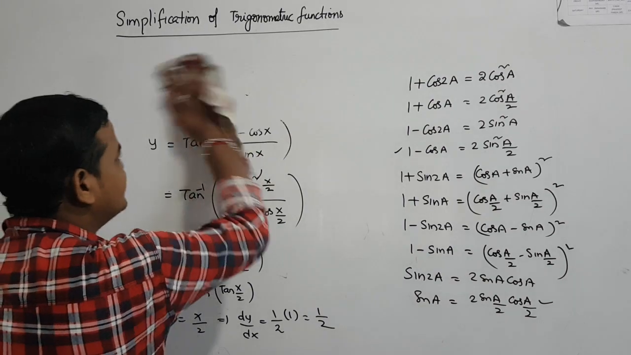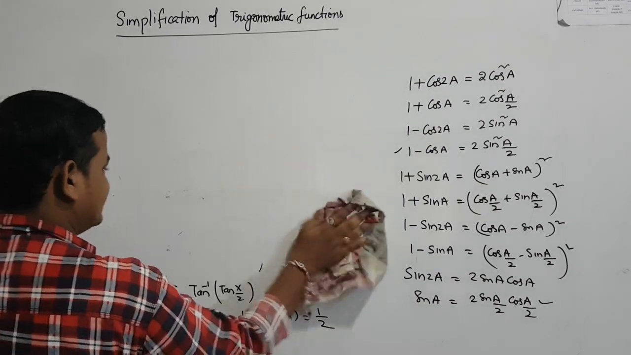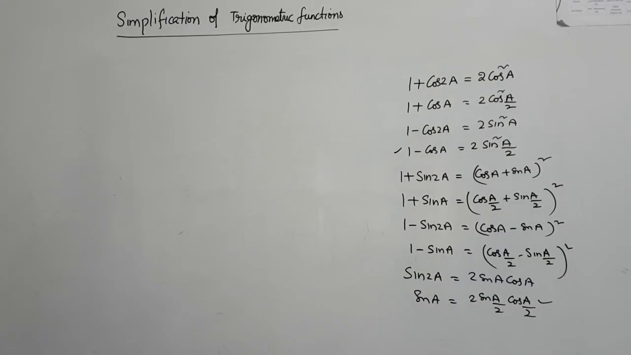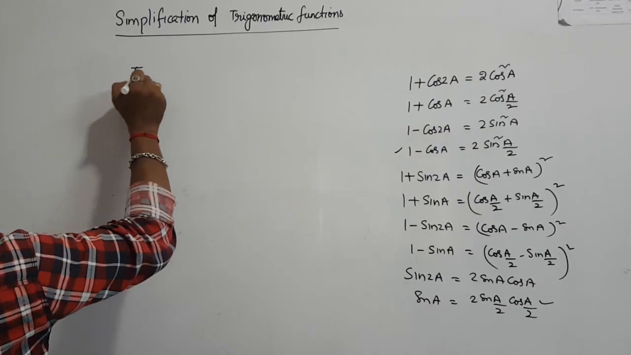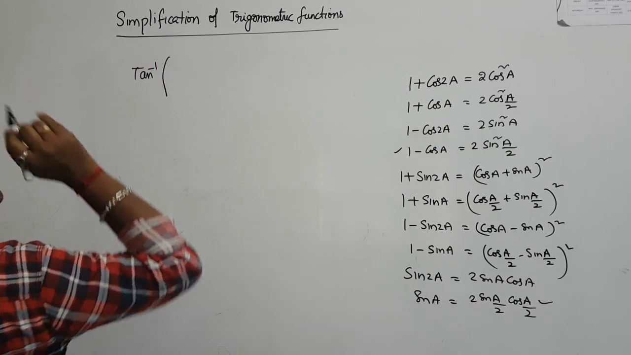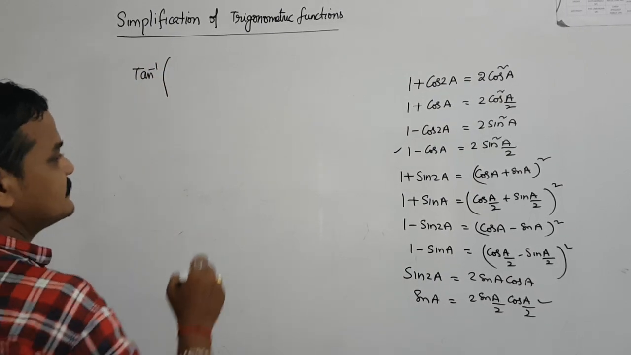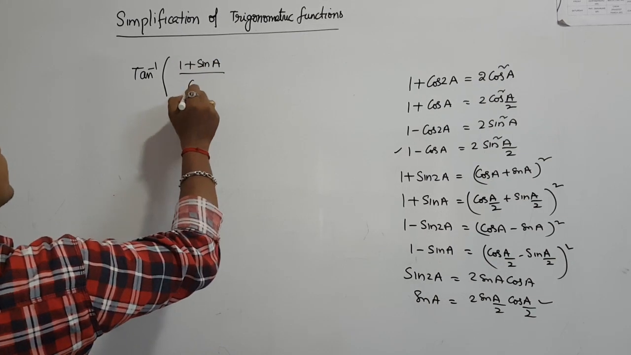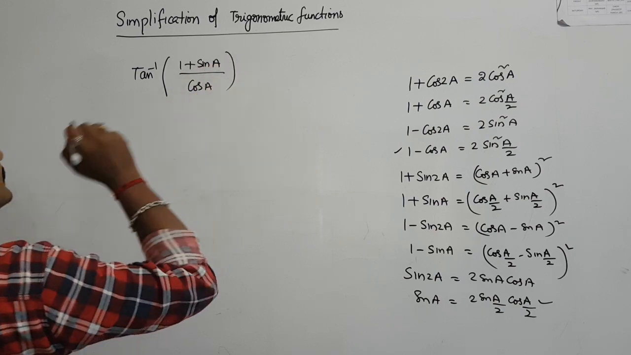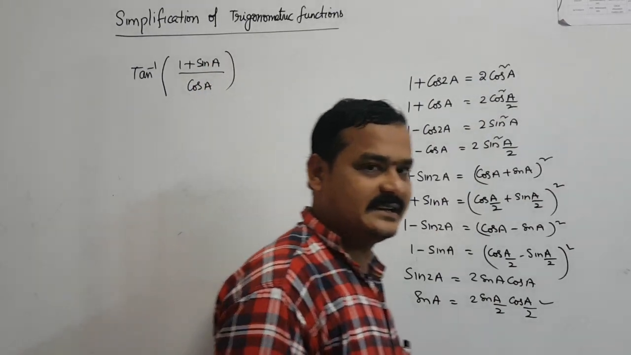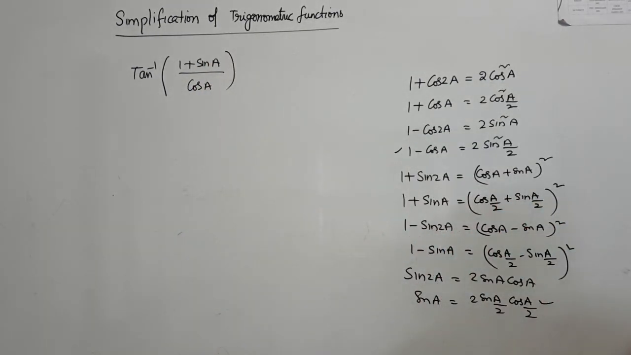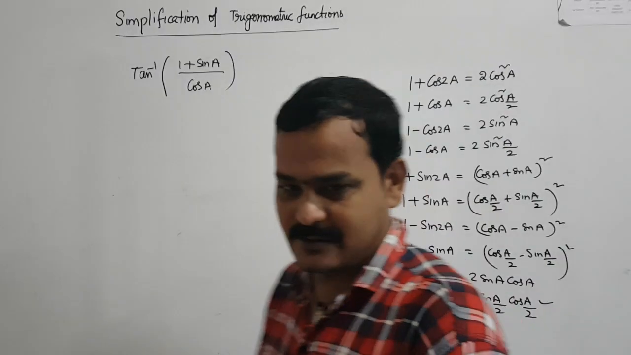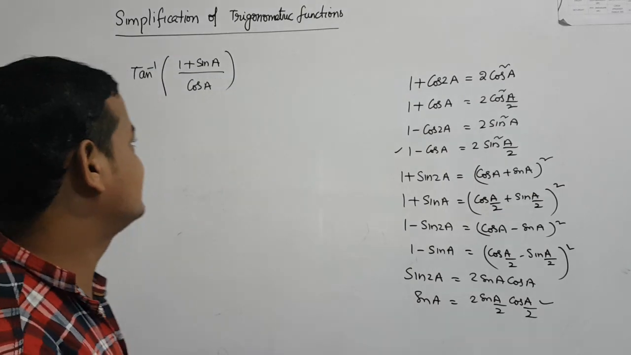Now we are going to discuss another, different type of problem: tan inverse of 1 plus sin A by cos A. This is also the same type of problem. Tan inverse of 1 plus sin A by cos A. This is also a very important problem.